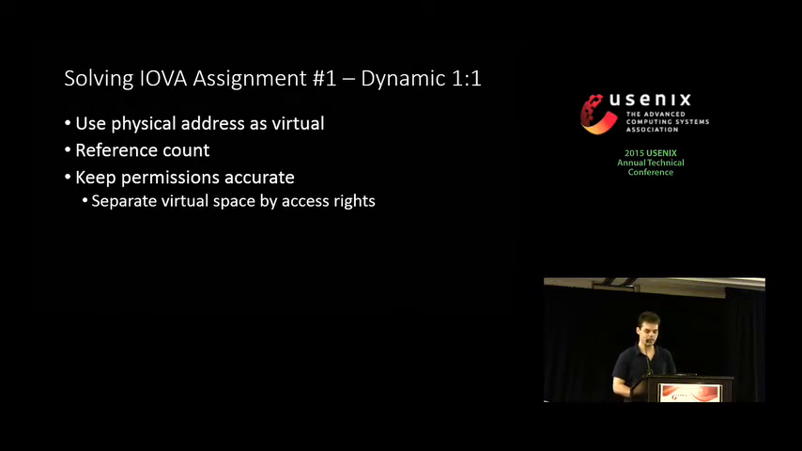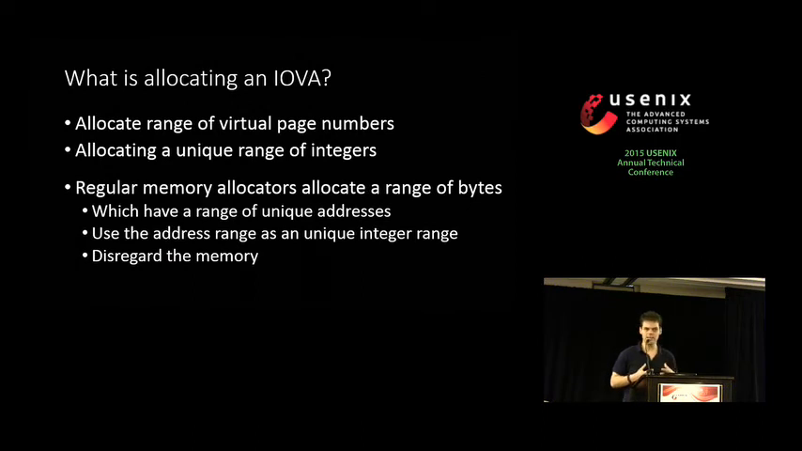For our second IOVA assignment approach, we ask the question of what is actually allocating an IOVA. To allocate an IOVA for a range of pages, you just need to allocate the virtual page numbers for these pages. And that's essentially just allocating a unique range of integers that is as big as the range of pages you want to allocate. And to contrast it with regular memory allocators, they allocate a range of bytes in memory, right? And these bytes have a unique integer range, the addresses of these bytes. No other allocation in memory, no other buffer allocated would have the same addresses. And we can use these addresses as a unique range of integers and just completely disregard the backing memory.